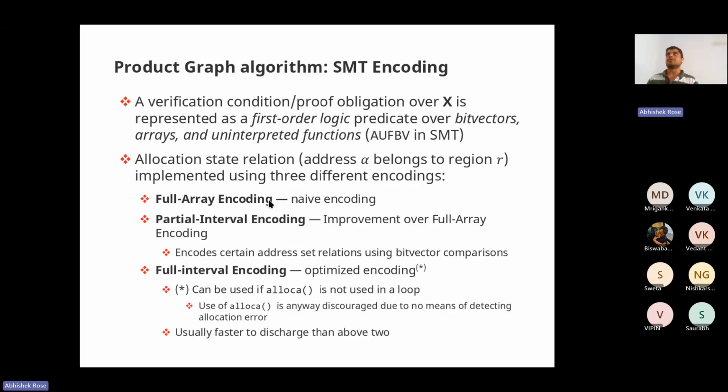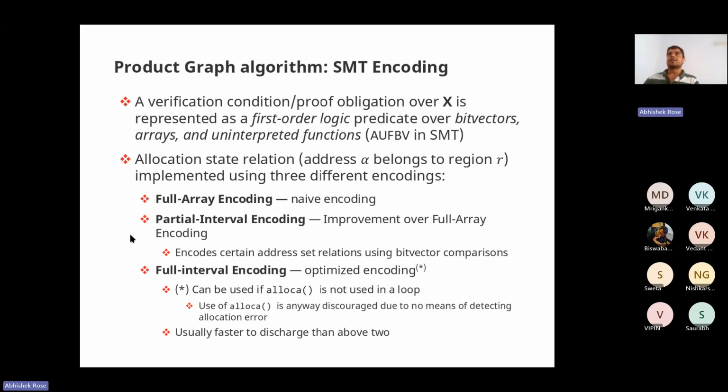The way you encode the proof obligation matters a lot in these cases. So in our case, our SMT encoding is a predicate represented in first order logic, where the language is based on bit vectors, arrays, and uninterpreted functions.